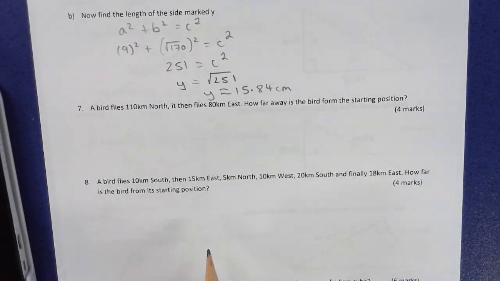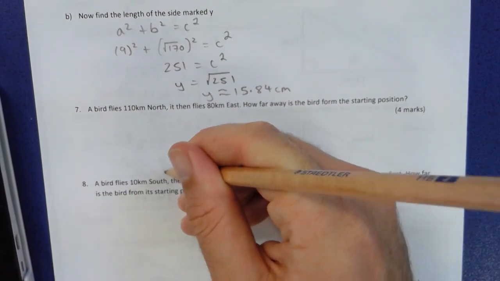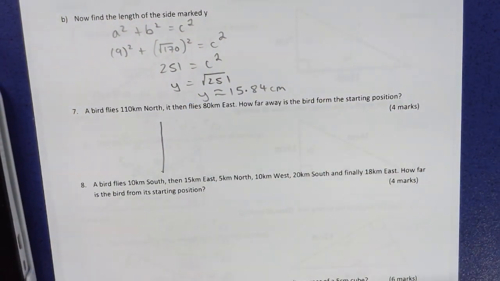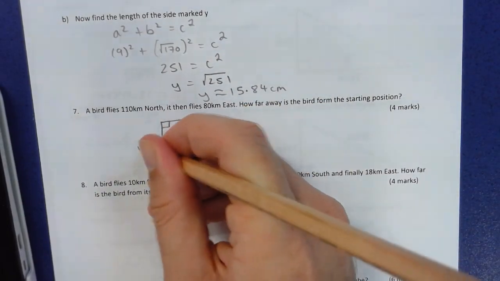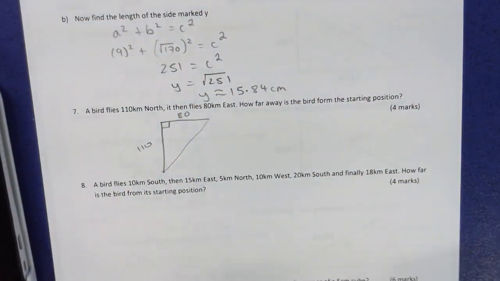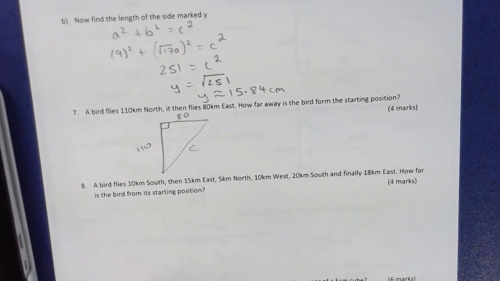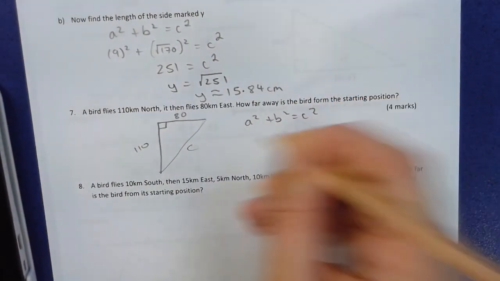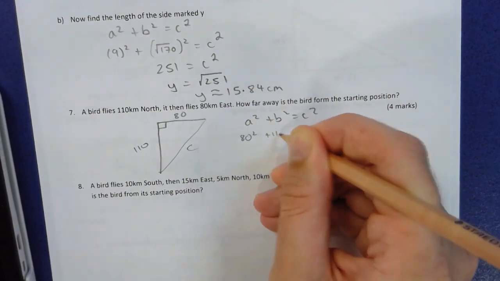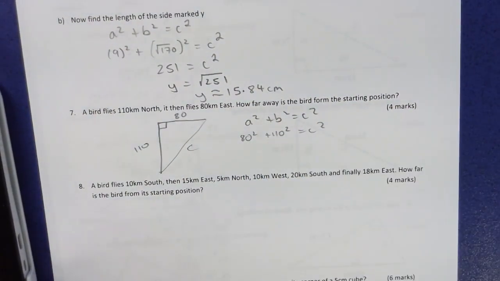All you've got to do is draw your triangle. It's started here and it's gone 110 kilometres north and then 80 kilometres east. North and east are at right angles. So that's 110 and that's 80 kilometres. It's asking us to find this one, Pythagoras. A squared plus B squared equals C squared. 80 squared plus 110 squared equals C squared, and you type that into your calculator.